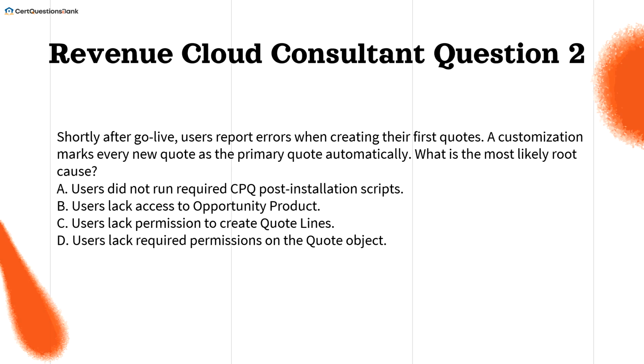A. Users did not run required CPQ post-installation scripts. B. Users lack access to opportunity product. C. Users lack permission to create quote lines. D. Users lack required permissions on the quote object.